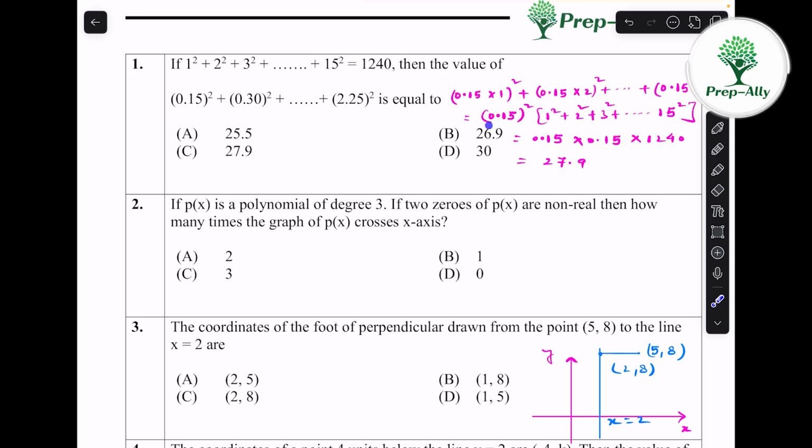And this thing is given here. So it is 0.15 into 0.15 into 1240, that is 27.9. So this is the answer.